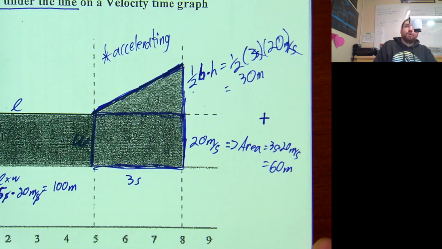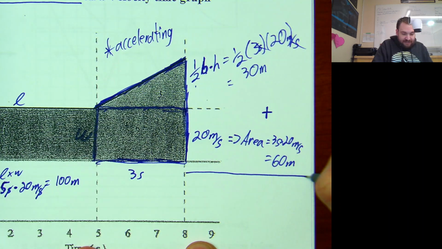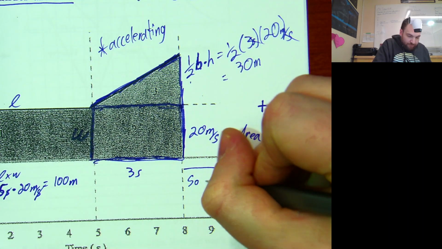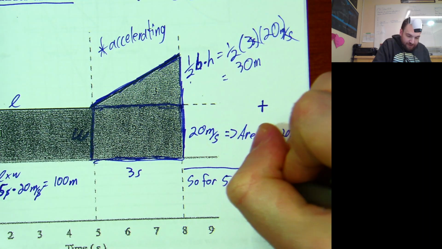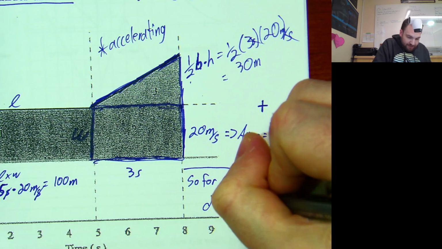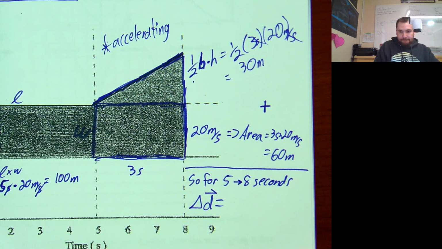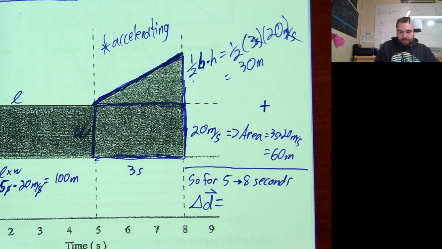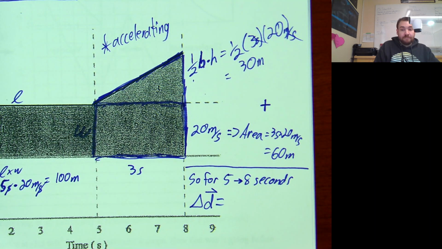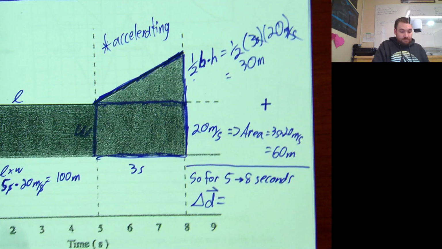So then my total displacement for the 5 seconds to 8 seconds, 5 to 8 seconds, displacement is equal to what? No, so the 5 to 8 seconds. It's just going to be just the 90 meters.